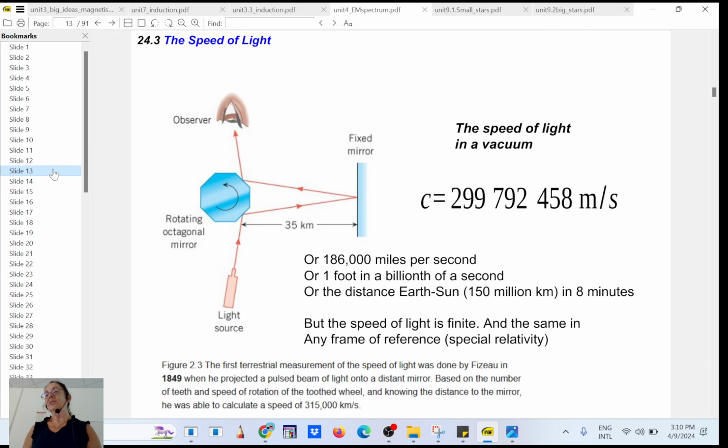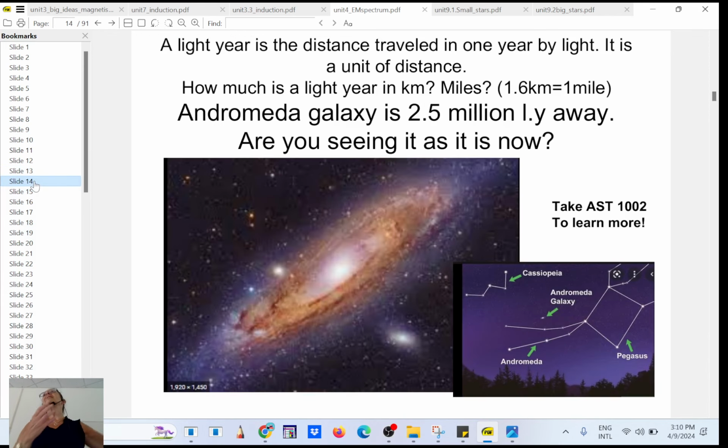So when you look at the sun, it takes 8 minutes for light to reach us, right? I think there was one question also on the final like this. You have to use the equation speed is distance over time. So when you look at the sun, it takes 8 minutes for light to reach us. So do you see the sun as it is now or as it was 8 minutes ago? As it was, okay?